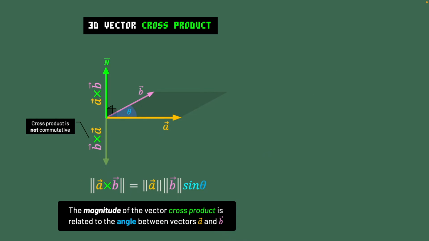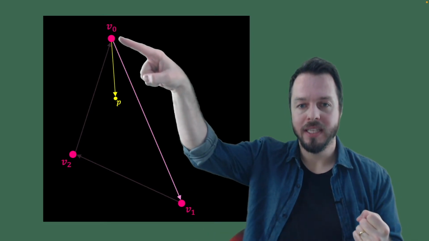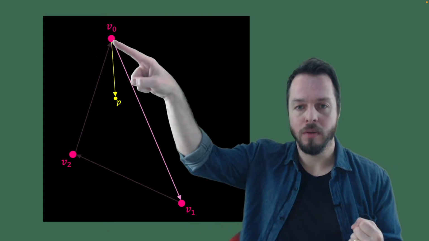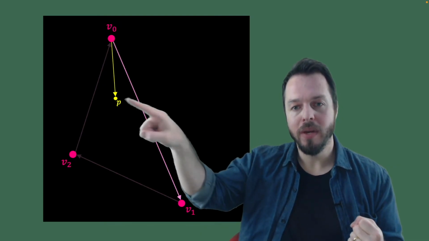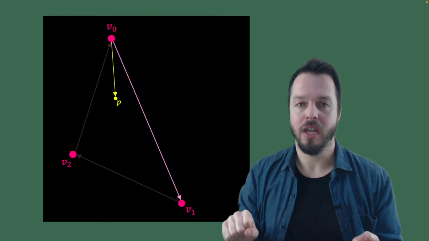In the case of our triangle edges and the point P, what are the two vectors that we have to take the cross product between? We do have two vectors here. We have this vector that goes from v0 to v1, this is our edge, and we have this other vector that goes from v0 to p. So if I take the cross product between these two vectors in the correct order, and the cross product is positive or negative, I know if this p is to the right or to the left of this edge right here.